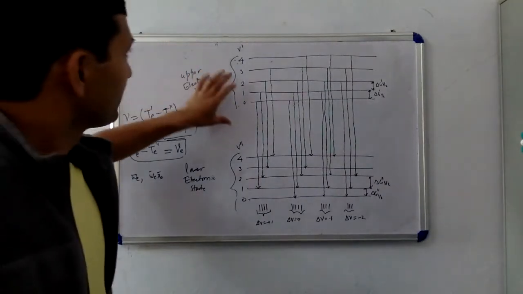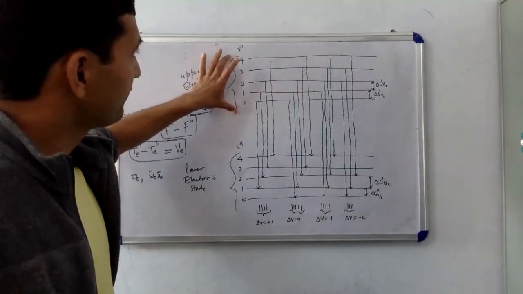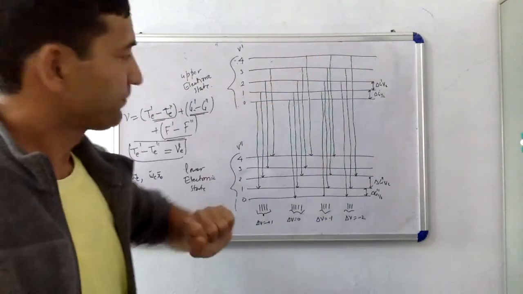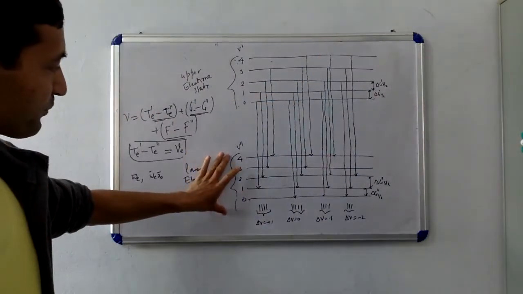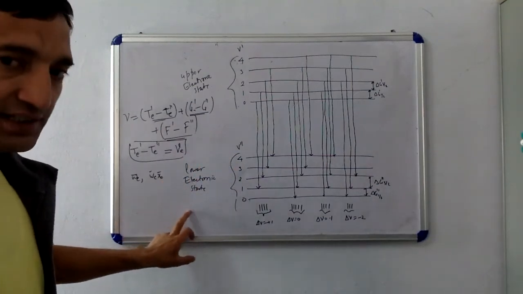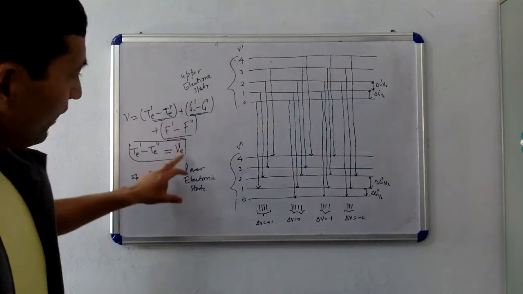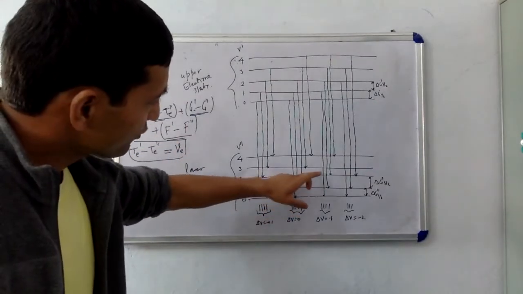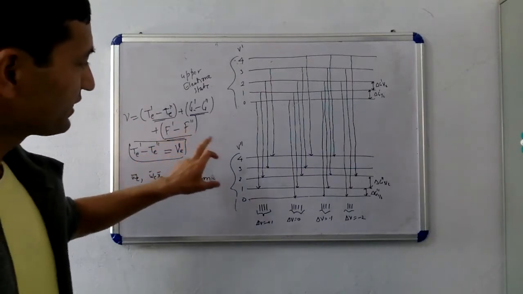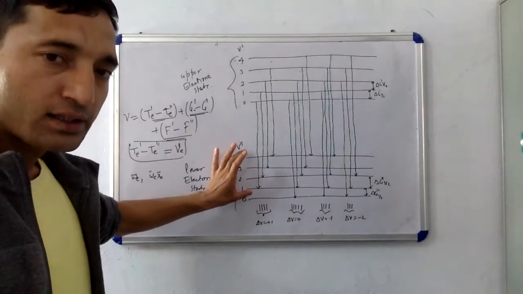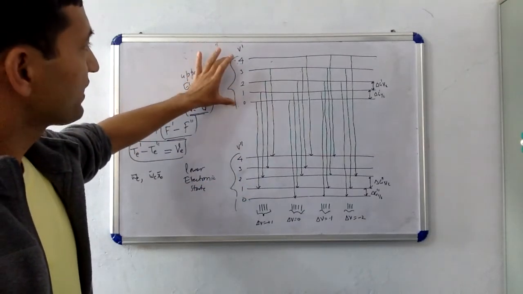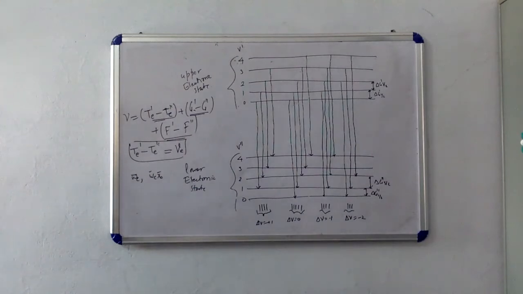This ν' is defined for the vibrational energy levels of the upper electronic state, and this ν'' is for the vibrational energy states of the lower electronic state. Similarly, if I represent the rotational states, then F' is for the upper electronic state and F'' is for the lower electronic state.